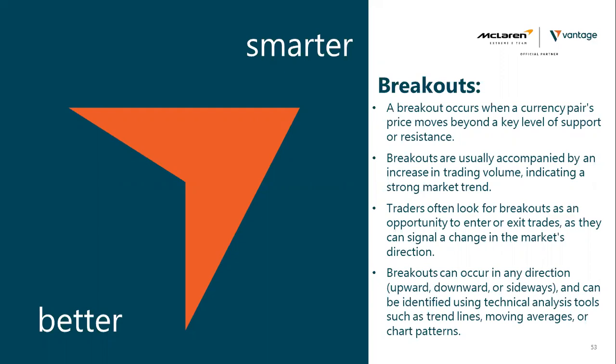So number three, traders often look for breakouts as an opportunity to enter or exit trades, as they can signal a change in market direction. You can use breakouts to enter a trade, right? You can wait for a breakout to happen. When a breakout happens, then what you do is you look for a pullback. You look for a pullback before you enter a trade, right?